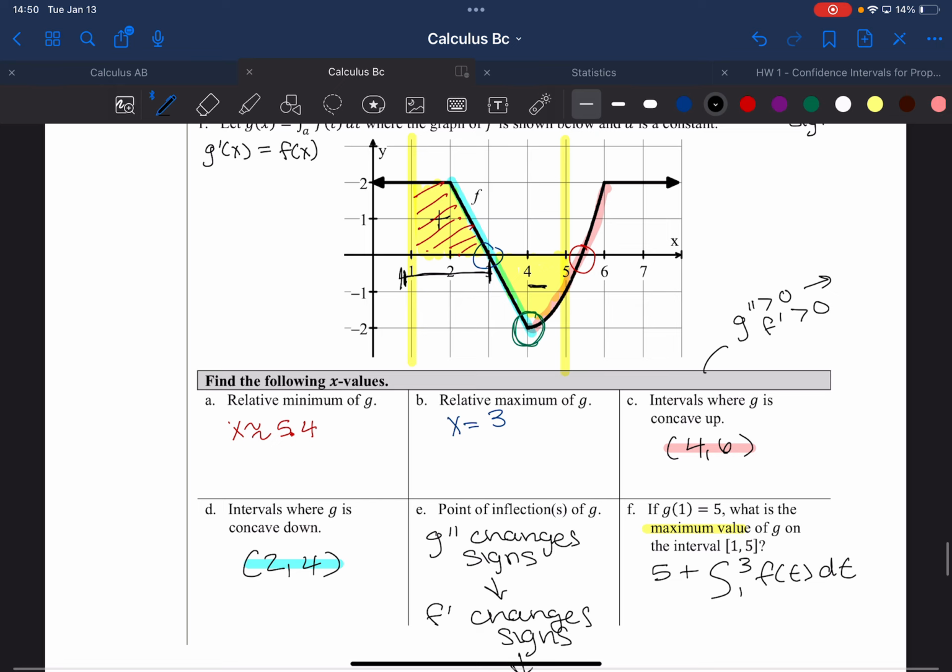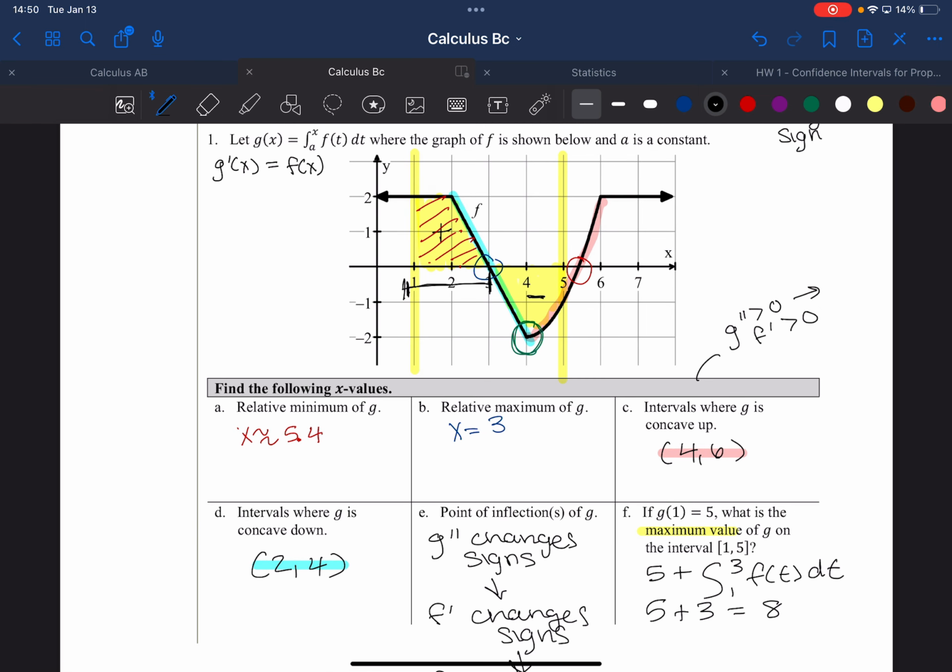Okay. So I would do 5 plus 3, which gives me 8. So it's saying the maximum value of g on the interval 1 to 5 is going to be 8. Okay. And remember, we're talking about the function of g, which is the integral from a to x of f of t dt. Yes?